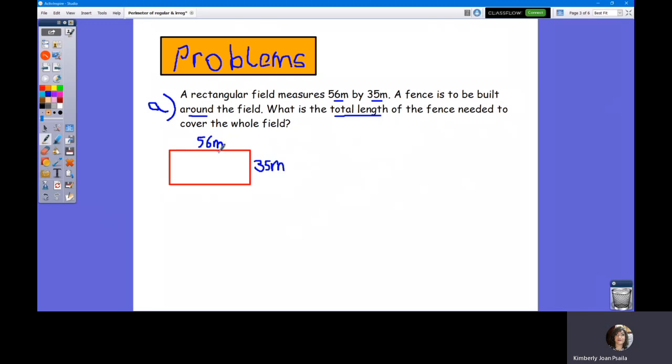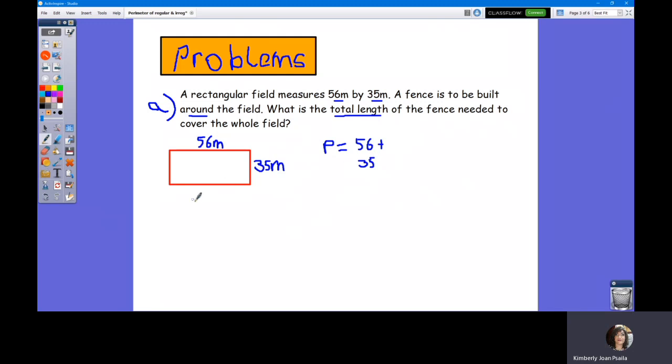So what do we need to do here? We need to count all the lengths of all the sides. We need to add them. In other words, we have to find the perimeter. So we have 56 plus 35.